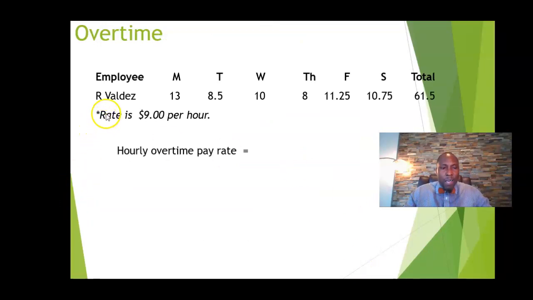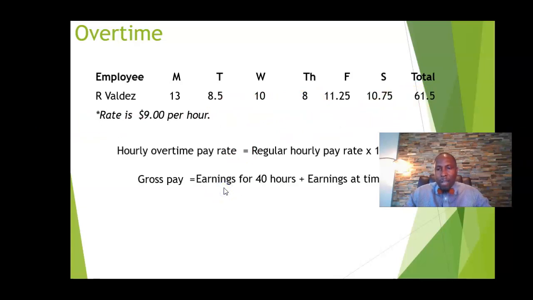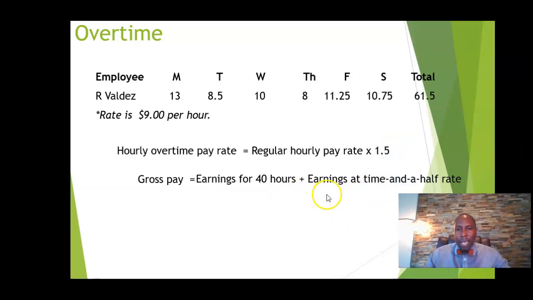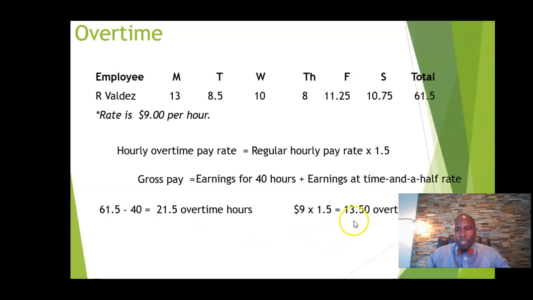So let's say we have Valdez, whose rate of pay is $9 per hour. This is showing the hours worked each day of the week. They work Monday through Saturday for a total of 61.5 hours. Now, the overtime rate of pay is going to be 1.5 times the regular rate of pay. So any hours over 40 will receive the overtime compensation rate. For our calculations, we see that this employee has worked 21.5 overtime hours. That's 61.5 hours worked minus 40 gives this employee 21.5 overtime hours, and their overtime rate of pay is going to be $13.50 per hour.